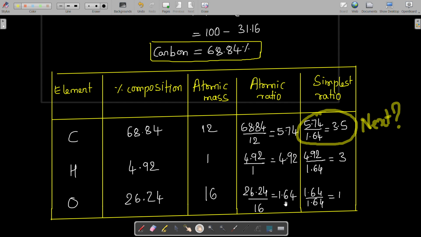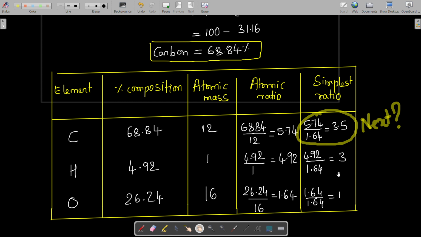Out of these three, whichever is the smallest number, you have to divide all the other numbers by that. So here it is 1.64. When you do that, you will get the simplest ratio: 5.74 by 1.64, 4.92 by 1.64, and 1.64 by 1.64. So this is equal to 1, this is equal to 3, but here you are getting 3.5. Simplest ratio means you are getting the number of atoms, but the number of atoms cannot be a fraction. It should always be a whole number.